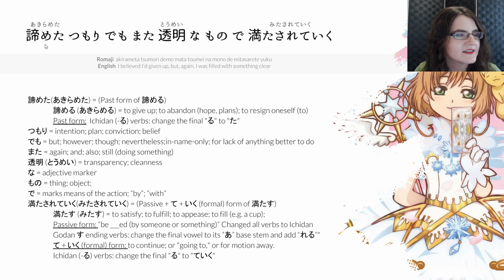Akirameta tsumori demo mata tomei na mono de mitasarete iku.